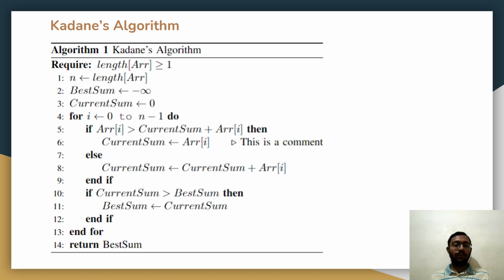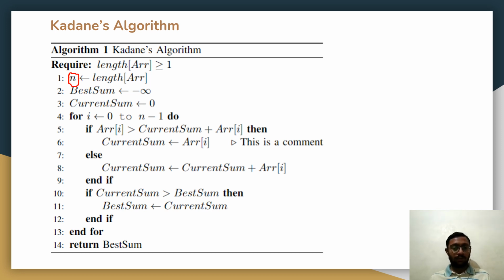I gave the overview on where the algorithm is useful in real life. So now let's look into the algorithm itself. In the initial step, n is set to the length of the input array, and this value represents the number of elements in the array. Second is the variable initialization.